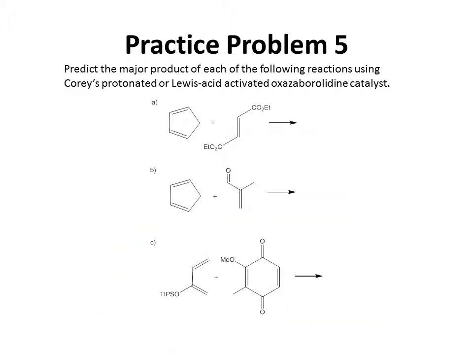Practice problem 5. Predict the major product of each of the following reactions using Corey's protonated or Lewis acid activated oxazaborolidine catalyst. Now remember to use the model for how the catalyst binds to each of the dienophiles in order for you to predict what the product will be. Also, don't forget, only the top face of the dienophile will react.